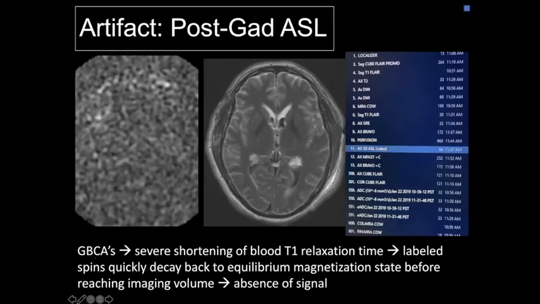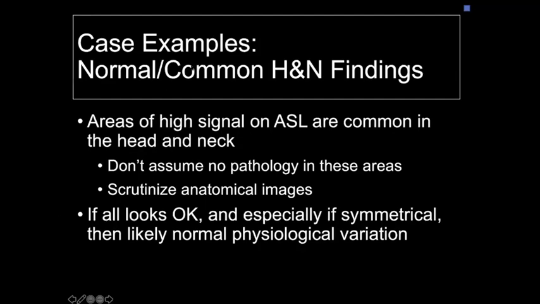Gadolinium-based contrast agents result in severe shortening of blood T1 relaxation time. Our labeled spins quickly decay back to their equilibrium magnetization state before they reach the imaging volume, and this results in absence of signal. So don't be thinking that if you want to add on ASL, you can do it post-GAD, because you can't.